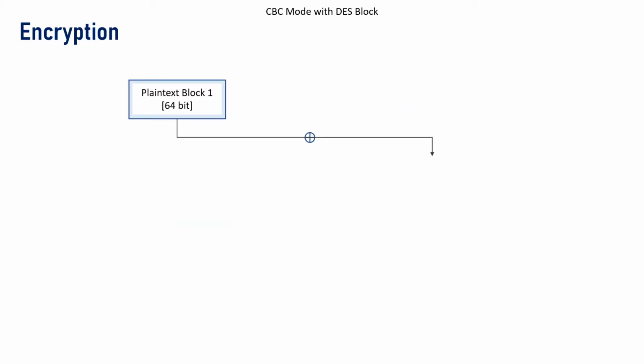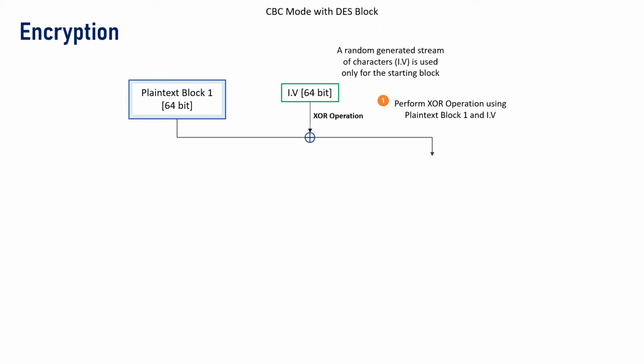At the first plaintext block, the initialization vector, aka IV, is used to perform XOR operation with plaintext block 1. An IV is a randomly generated stream of characters. It is only used for the starting block. The size of the IV depends on the type of encryption method used. In this case, it is 64-bit. IV is not a secret value, but it needs to be unpredictable and different from the DES key.